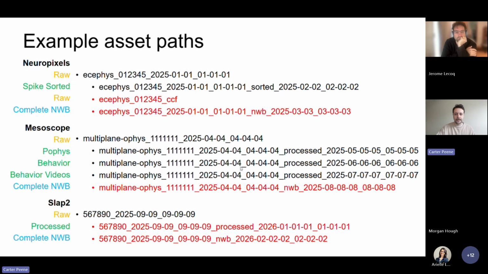Another detail is that the 3 processed assets for Mesoscope at the moment all have "processed" in their names, so you can't distinguish them just by the file names alone. You'd have to actually look at what data is available inside the folder. So yeah, keep that in mind as well. But for the processed assets, you can see they basically are named according to the raw asset with that date time and everything, and then the date time that it was processed. So it would include 2 date times.